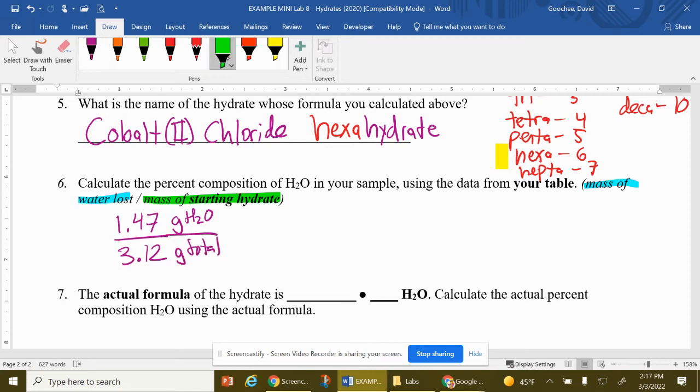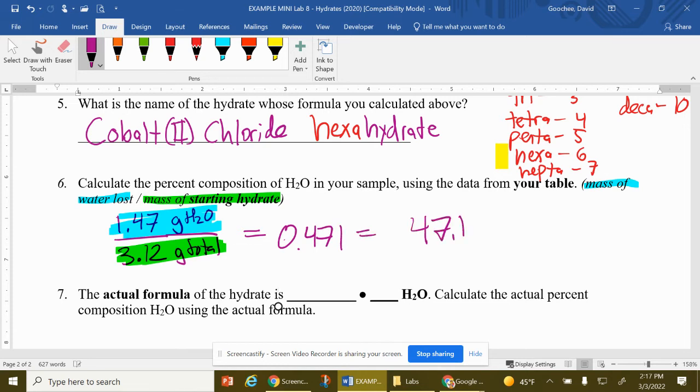I like to color code stuff, so I'm going to color code it. So what is the percentage composition of water in my compound? Well, let's see here. 1.47 divided by 3.12. I get that this substance is about 0.471, which is equal to 47.1% H2O.